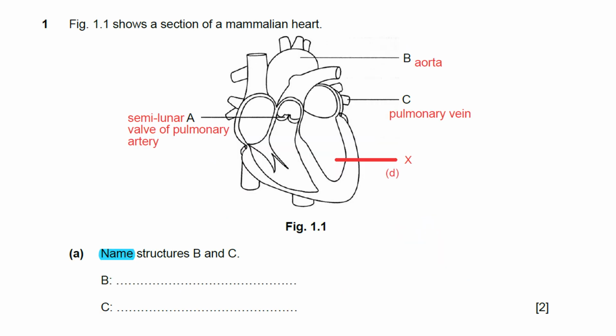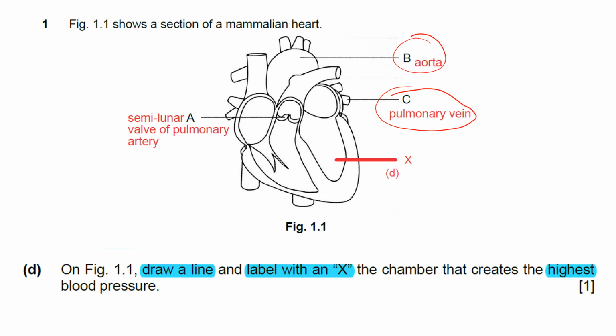Okay, the first question talks about the parts of the heart. Now, A is a semilunar valve that is at the pulmonary artery. Okay, for B, it is the aorta. For C, it is a pulmonary vein. Please try to identify the parts from a three-dimensional diagram of a heart. And so for part A, the answers for B and C are there. Okay? And since I'm talking about part D, let's talk about part D first.